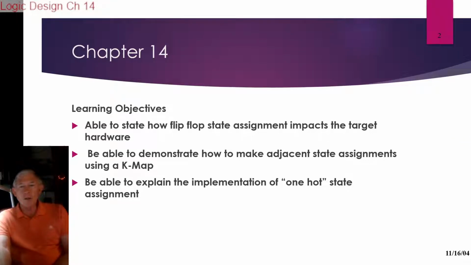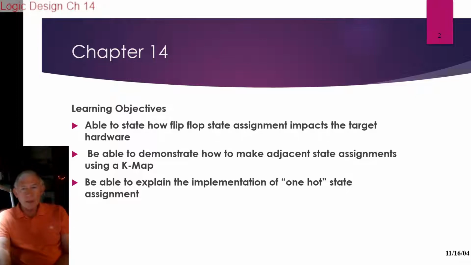Secondly, you need to be able to demonstrate how to make adjacent state assignments using a K-map. Adjacent assignments are simply defined by flip-flop encoding that only differs by 1 bit change. So for instance, if the first state S0 is 000, then the next state, if it's 3 flip-flops, might be 100. It would only differ by the A flip-flop, say, being a 1. Or maybe 001 or 010 or something like that.